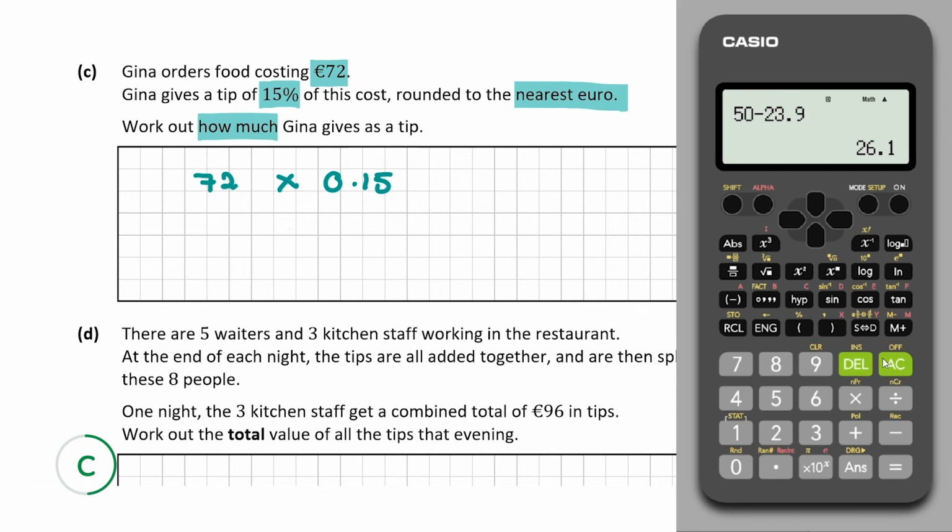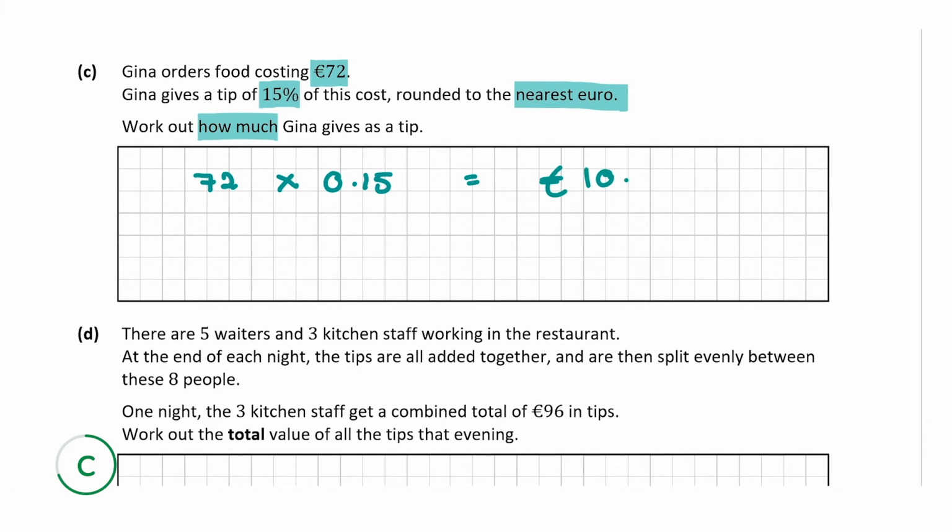So I'm going to use my calculator and multiply 72 by 0.15. So 15% of 72 is €10.80. But it's asking us to round it to the nearest euro, so she gives a tip of €11. So that's our final answer. I'm going to put a little box around that. And for this question, you're going to get 5 marks for a correct answer. Now let's go on to the final part of this question, question D.